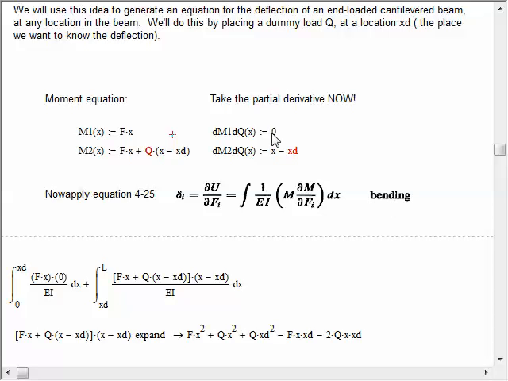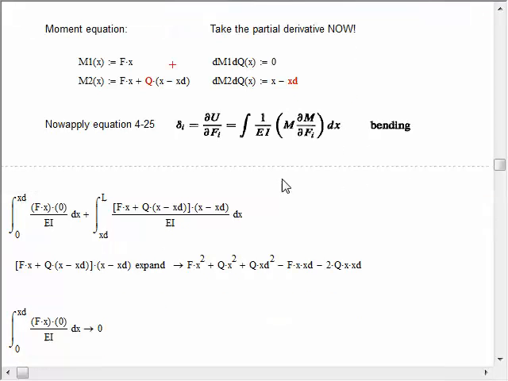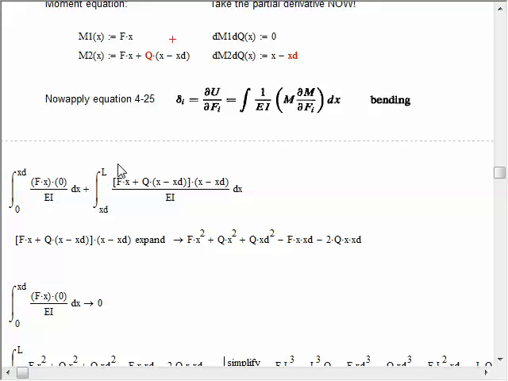So since I have two different moment terms and moment regions where these are true, I've got to divide my integral up into two different pieces. And so I've got an integral over the region x equals 0 to xd that involves only the moment number 1 term, F times x, being multiplied by its partial, which is 0, which means this entire integral is going to go to 0, which means this term makes no contribution to the deflection.